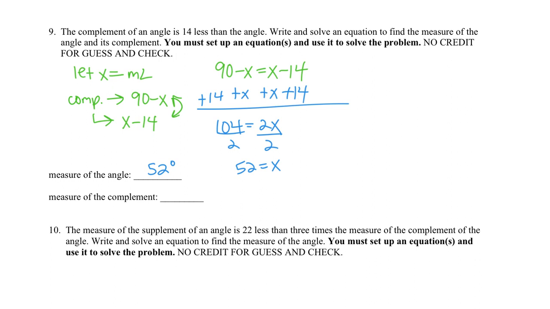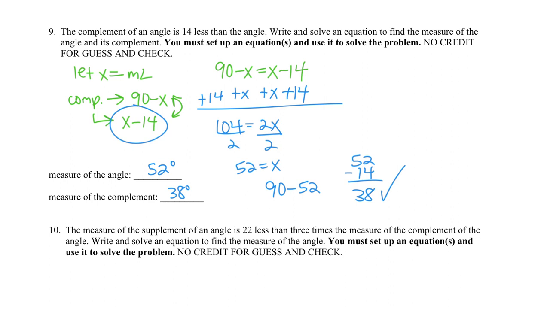Now to find the complement, you can do one of two things. You can take it from 90, so 90 minus 52 is 38 degrees. Or, just like I said here, the other way to do it is to just take that minus 14 because the complement is 14 less. And when you do a little math there, you also get 38 degrees. So that checks and makes sure that our answer is correct. So that's one way to do it.